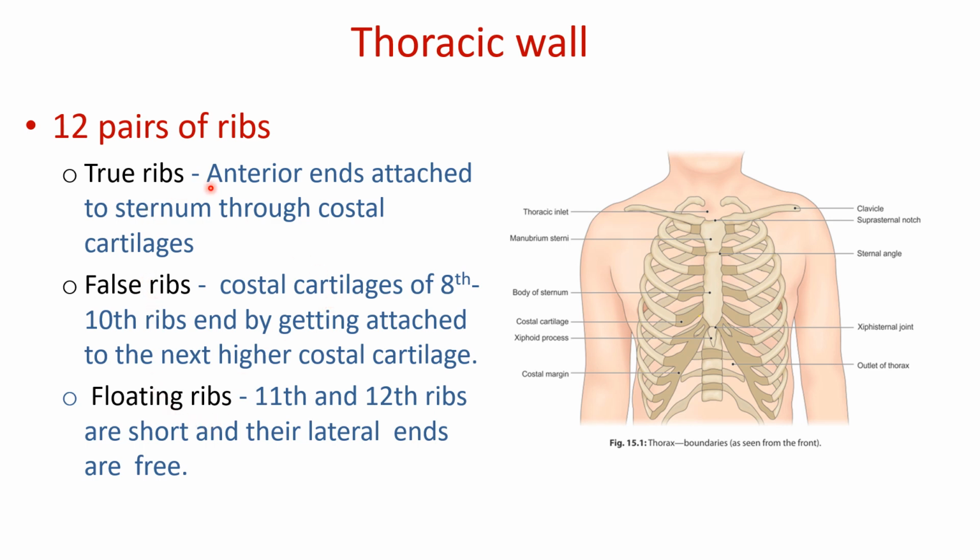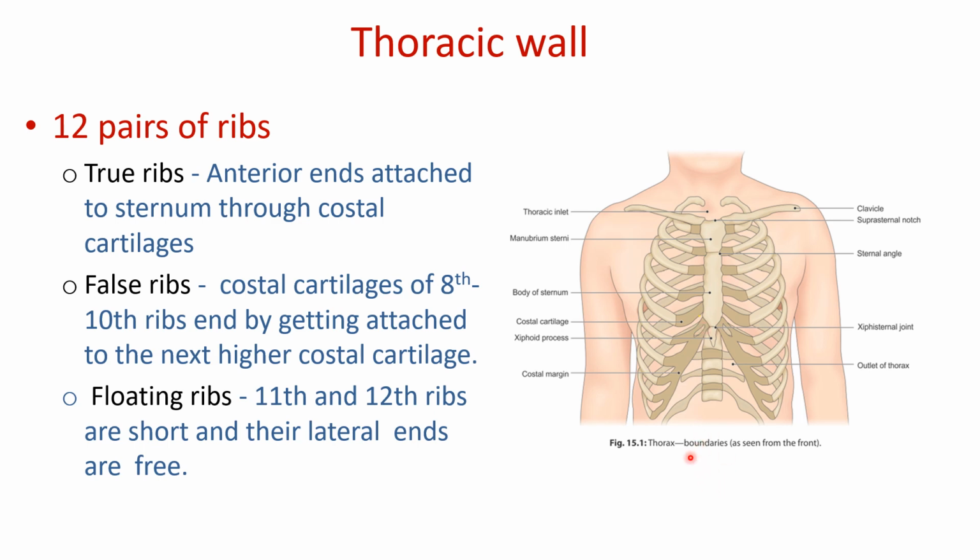So let us see what are true ribs. The anterior ends of these ribs are attached to the sternum through costal cartilages. That is what will be seen in the first to seventh pair of ribs. The next is the false ribs. Costal cartilages of the 8th, 9th and 10th ribs end by getting attached to the next higher costal cartilage. That is, 10th with the 9th, 9th with the 8th, 8th with the 7th costal cartilages. So these are false ribs.